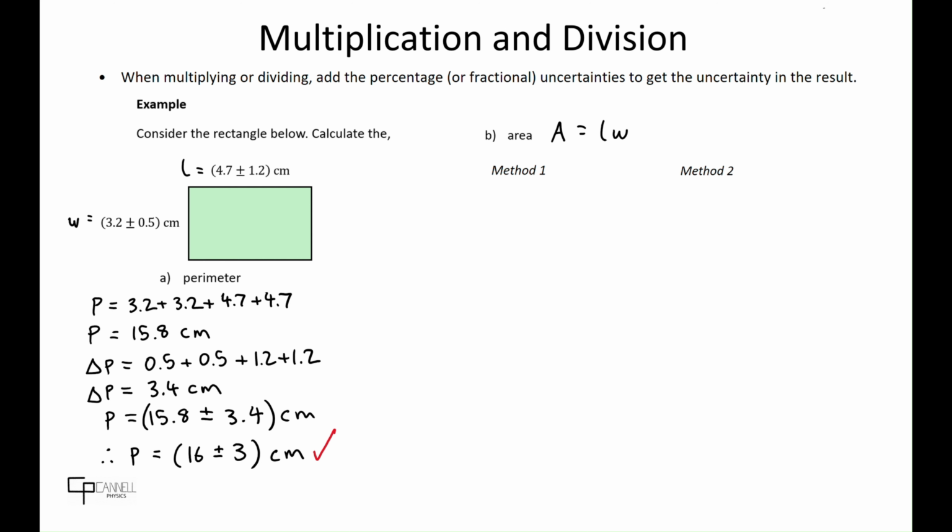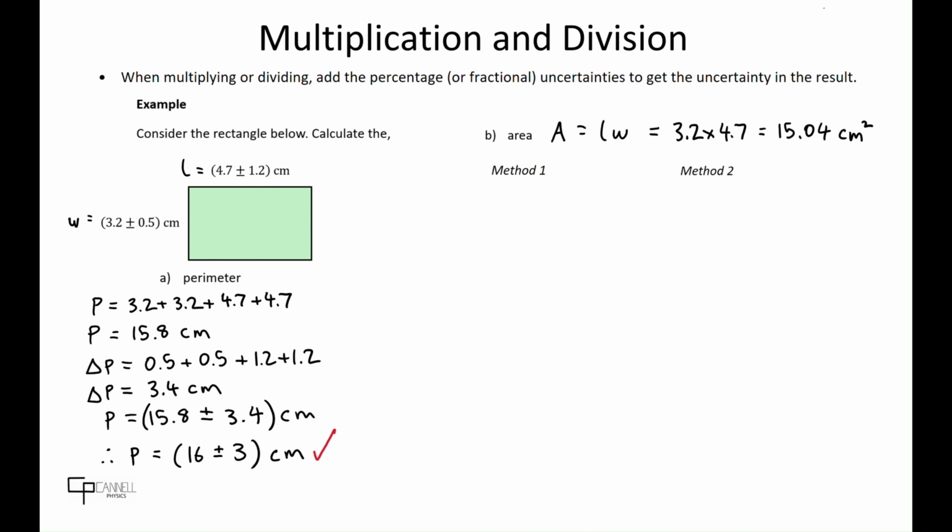Doesn't matter which way I do it. And this gives us 15.04 square centimeters. So now I'm going to show you two methods to calculate the uncertainty in this area value. Method 1, I'm going to add the percentage uncertainties in length and width. Method 2, I'm going to add the fractional uncertainties in length and width. They're going to give the same answer, but I'm just going to show you both methods so you can choose your preference.